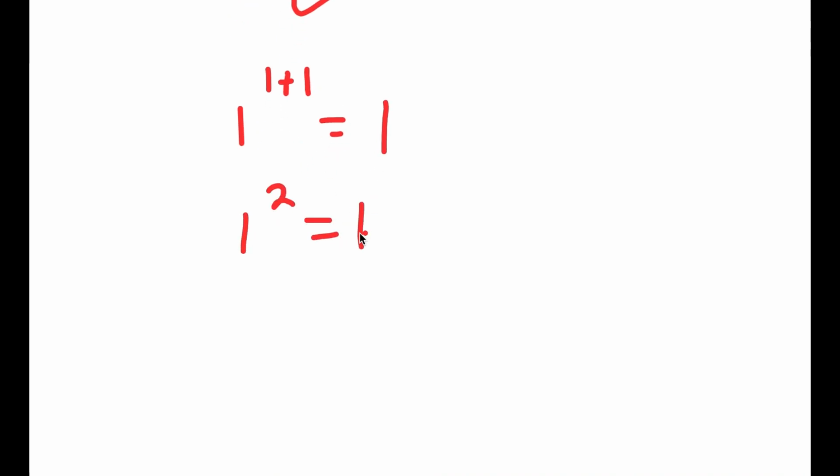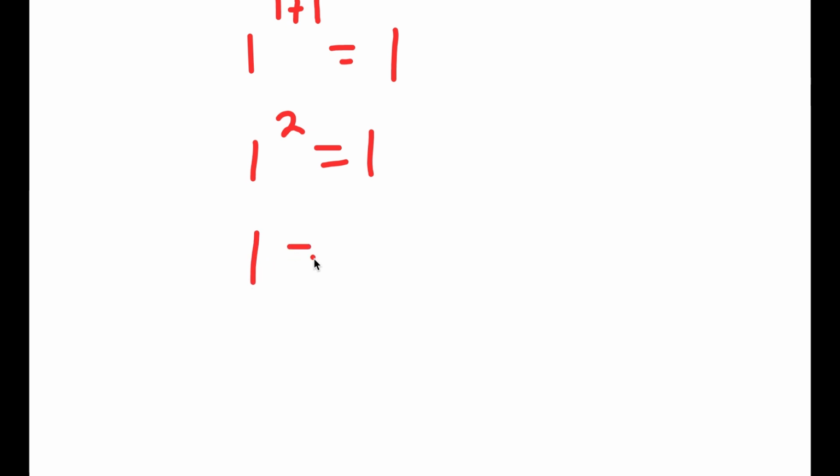Now to check for 1, I get 1 to the power of 1 plus 1 is equal to 1. 1 plus 1 is 2, so I get 1 to the power of 2 is equal to 1, and 1 to the power of any number is itself, so 1 equals 1.